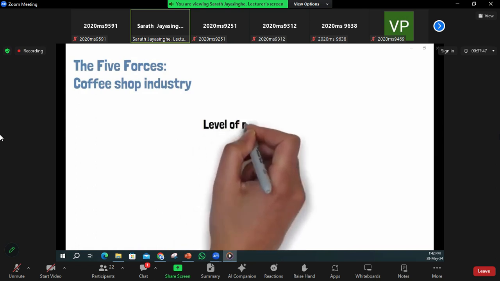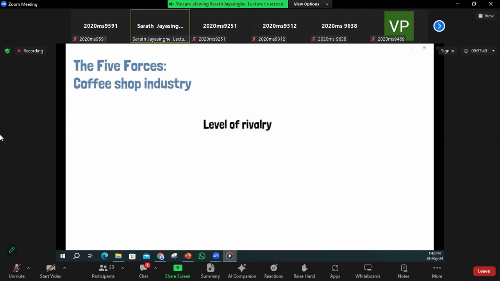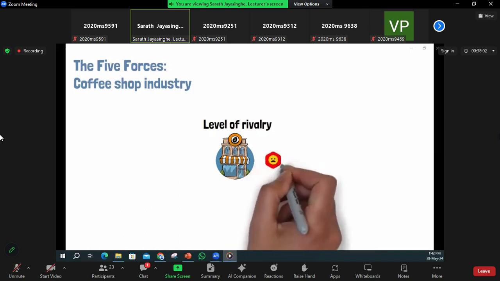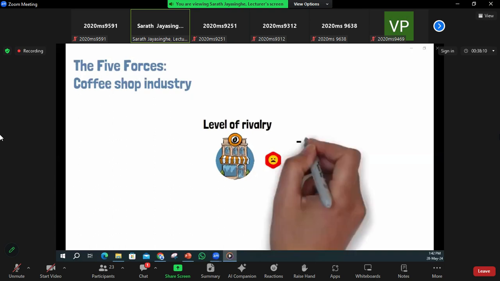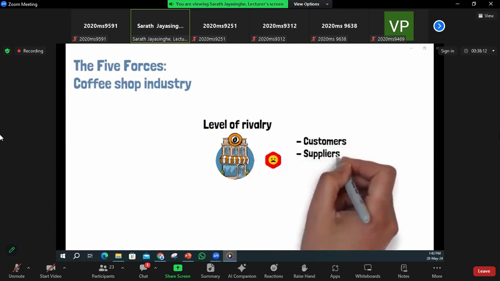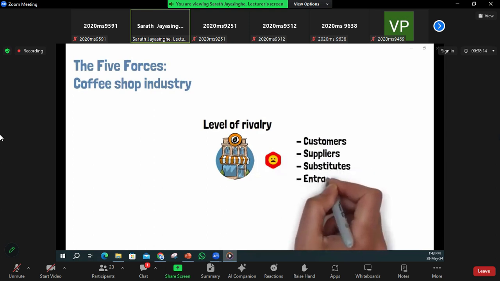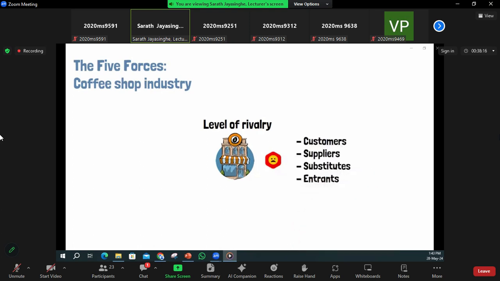The first force is the level of rivalry. Having lots of strong competitors in an industry who are all fighting for customers will make life difficult. Many cities now have lots of coffee shops, making the level of rivalry high. This by itself makes the industry not very attractive. In the Five Forces model, it is recognized that you are not only competing for profit with your direct rivals, but also with customers, suppliers, substitutes, and potential entrants.